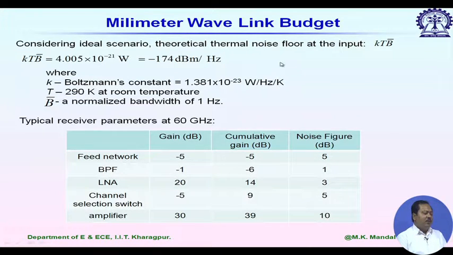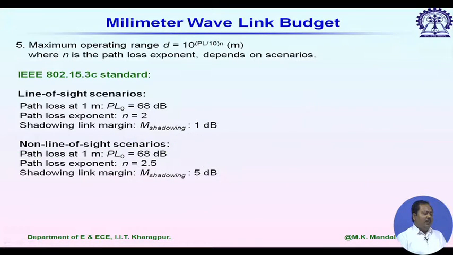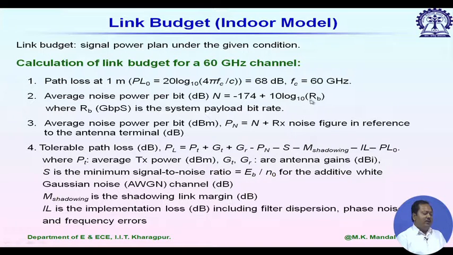So, B bar we are calling the normalized bandwidth of 1 hertz. Now, if we have a rate R_b, then we need to add the contribution because of this bandwidth, and it is 10 log 10 of R_b. R_b is the system payload bit rate. Then the average noise power per bit in dBm, P_n, is equal to n plus the Rx noise figure in reference to the antenna terminal.